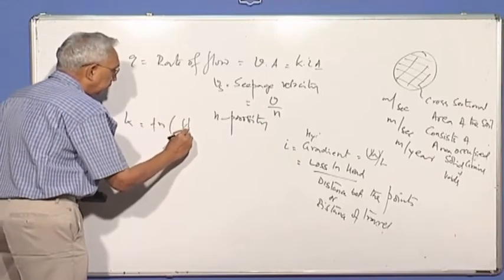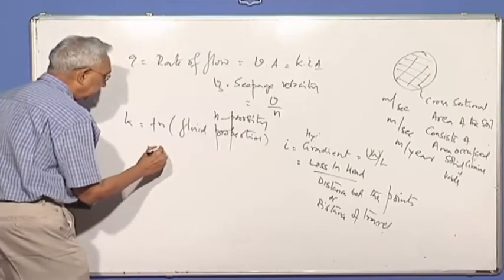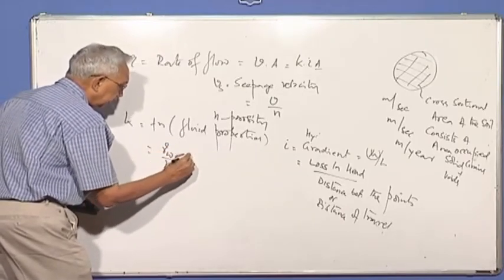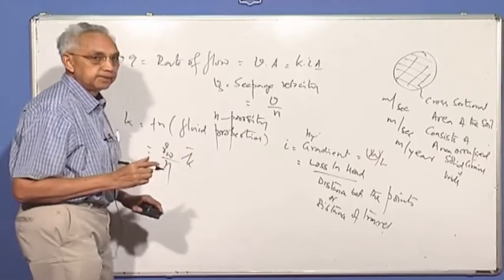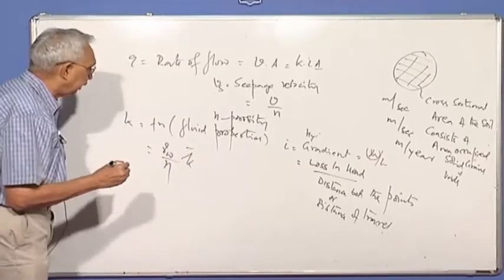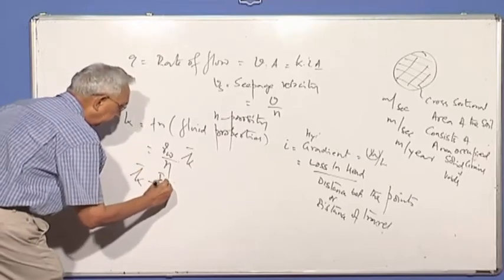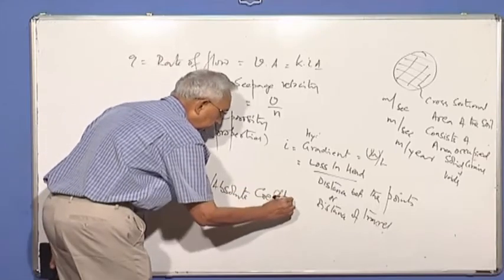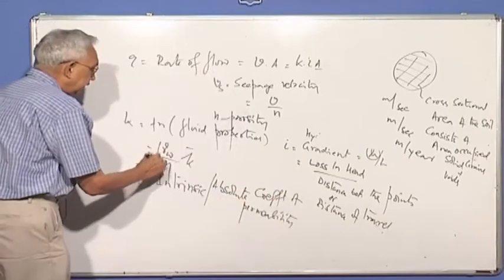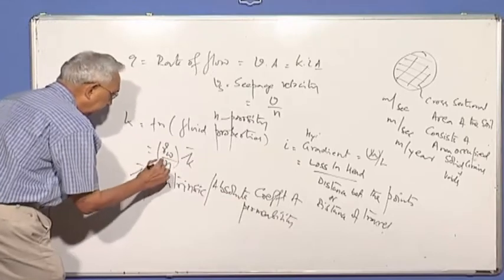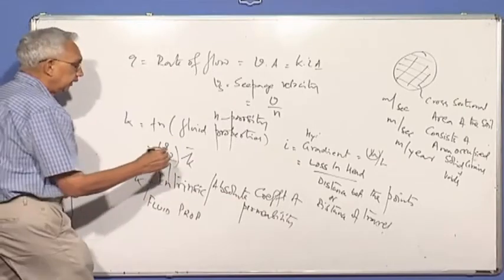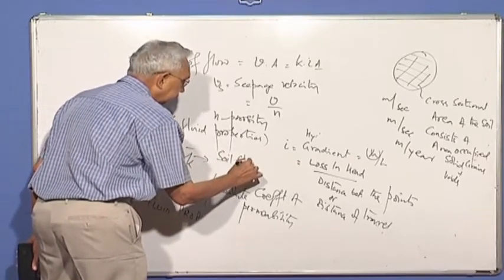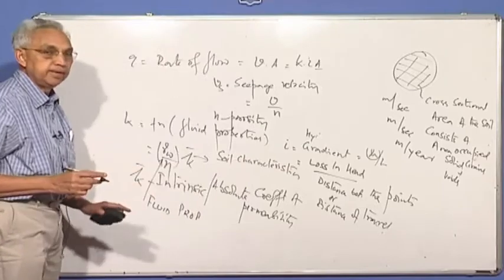Then we also found out that the coefficient of permeability we are talking of is a function of fluid properties. It's equal to, if you want to write, for example, unit weight of the fluid by the coefficient of viscosity into what they call intrinsic or absolute permeability. This is called intrinsic or absolute coefficient of permeability. These two terms depend on the fluid properties, whereas K depends on the soil characteristics.